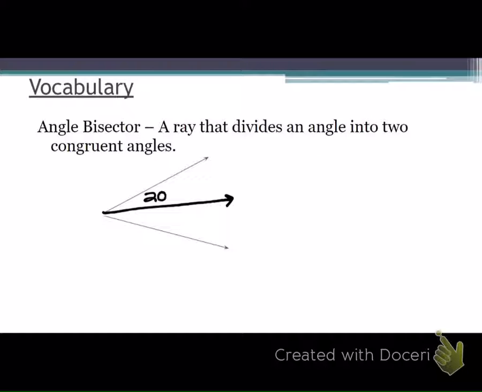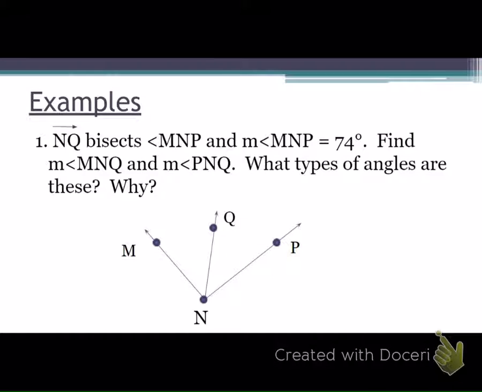So if this is 20 degrees, what is this little one? 20. Now how would I find the whole thing? Add 20 and 20. Do you have to draw the picture in your notes? Yep. Okay, I'll give you a second to draw the picture.